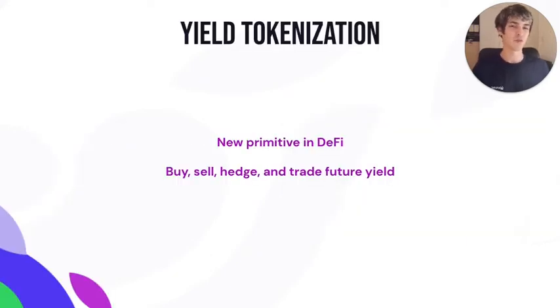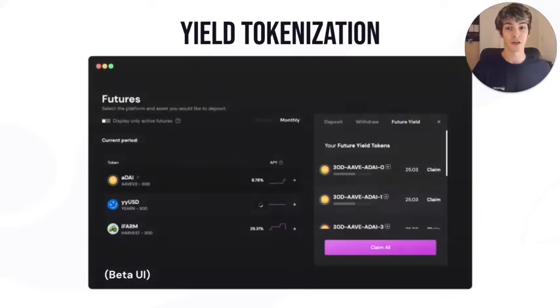It brings the new primitive of yield tokenization to the DeFi space and allows farmers and liquidity providers to buy and sell future yield. This new market can be joined and interacted with using a simple and easy to use interface. Now, how does it work?